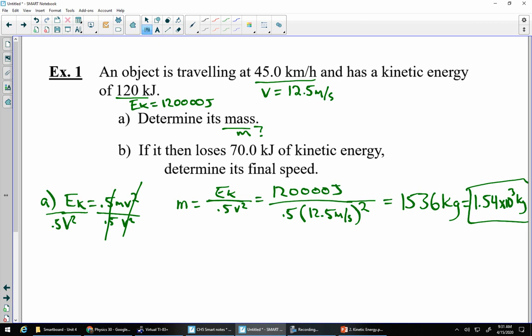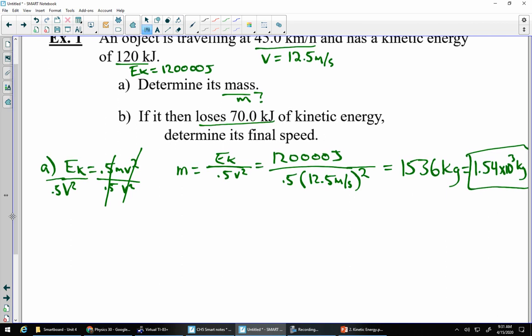Okay, it then loses 70 kilojoules of kinetic energy. Loses 70 kilojoules of kinetic energy. Determine its final speed. So there's a couple different ways that we could look at this one. Part B. And probably the easiest way to go through and look at it is say, okay, well, if it's losing energy, that means its energy is changing. So its change in energy is equal to, and change in anything, I hope you remember, is final minus initial. So this is going to be EKF minus EKI.